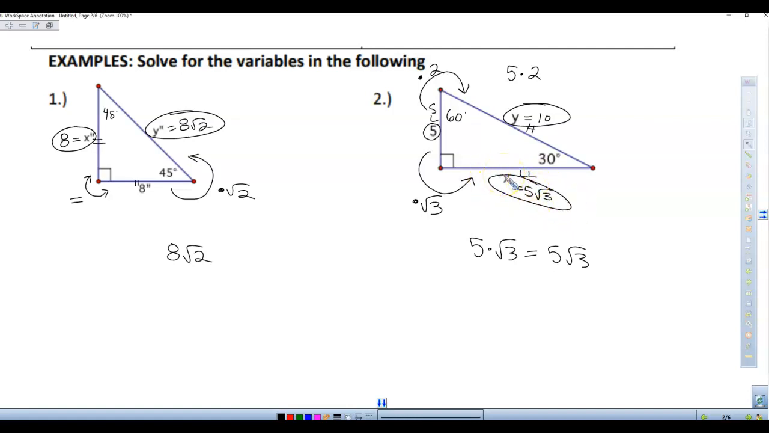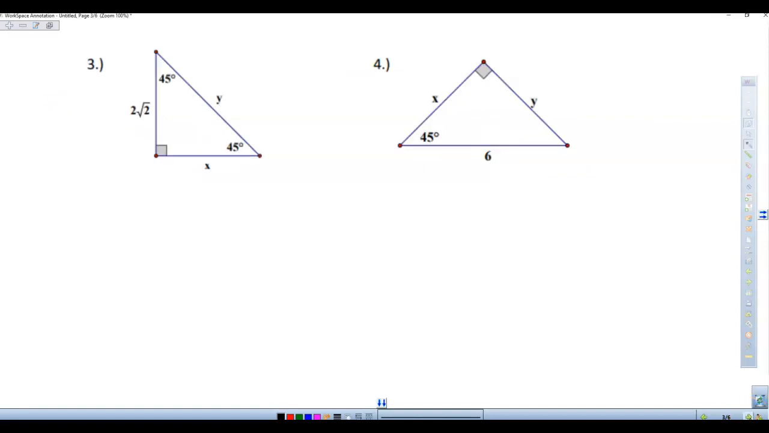So you'll notice with these shortcuts, it's great. I don't have to do the Pythagorean theorem. I don't have to really simplify the radicals. It's just a very quick way for me to find the missing sides. And we do this and we learn these because this shows up frequently in the work that we're going to do. So the next example, same deal.